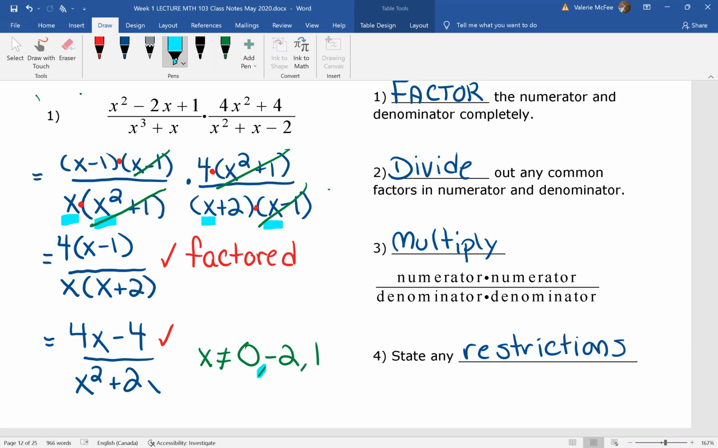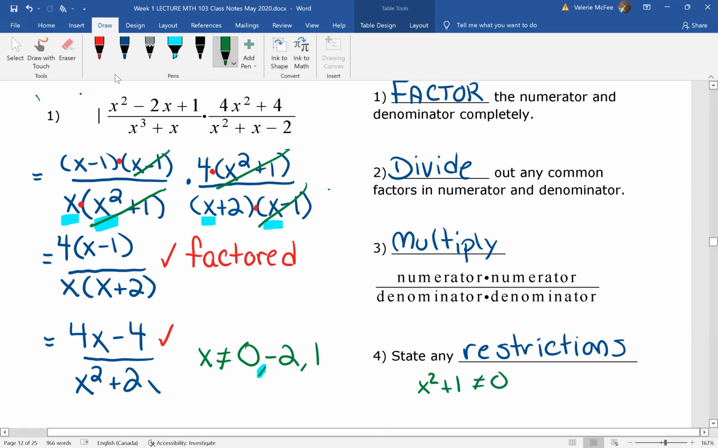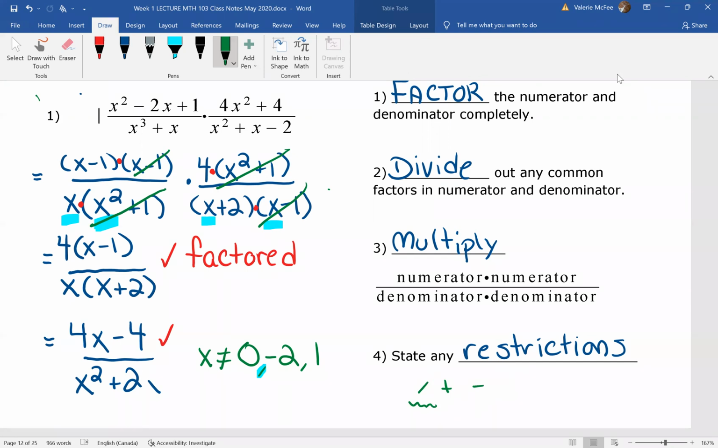Now let's talk about this factor here, x squared plus 1. I hope you recognize that this is a sum of squares. It cannot be factored and it will never equal 0. In order for this to equal 0, x squared would have to be -1. And you should know when you square a number, it's always positive. So there are no restrictions for that term. This question has 3 restrictions.